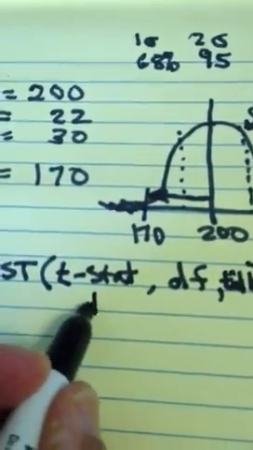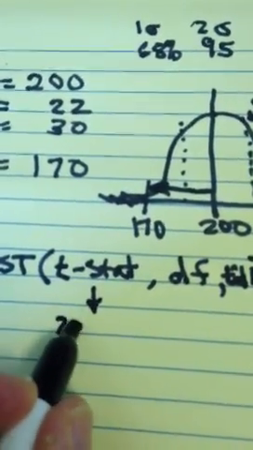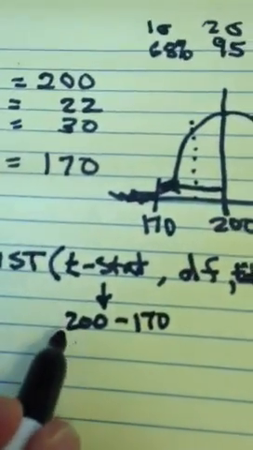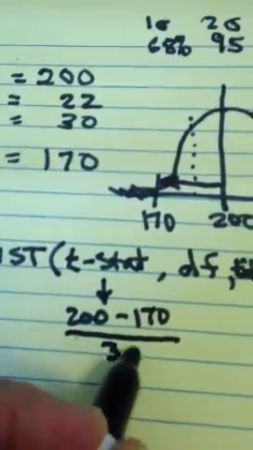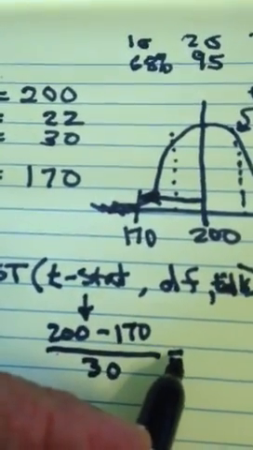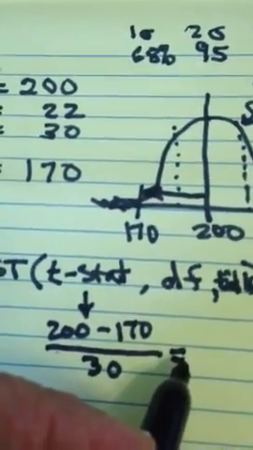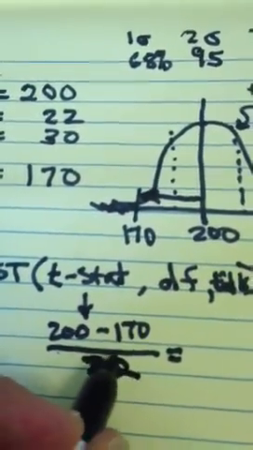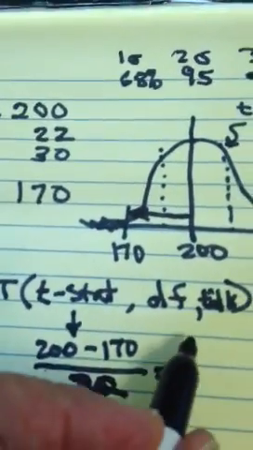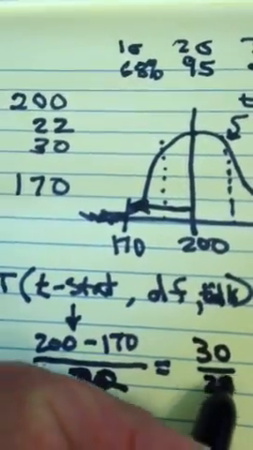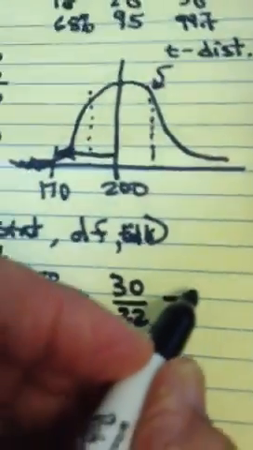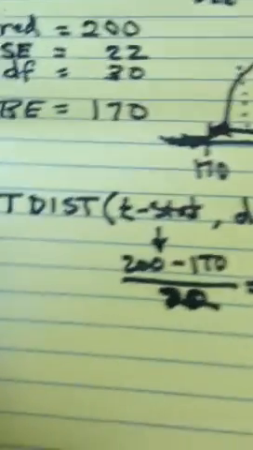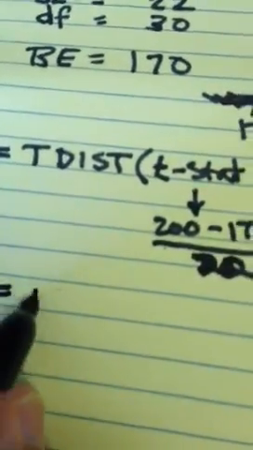That's our t-stat, okay, which in this case is 200 minus 170, which is 30, over the standard error, over 22, right? Got the wrong number earlier. Over 22, our standard error. And that is 30 over 22, which comes out to be about 1.364.